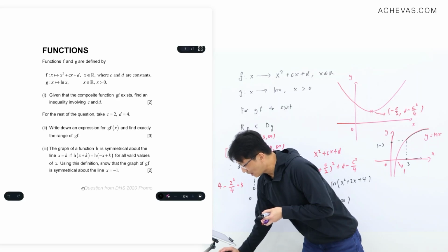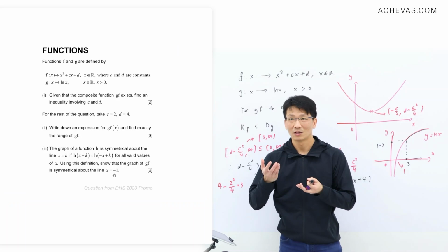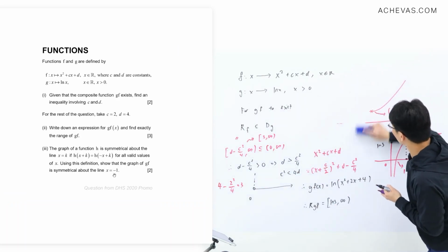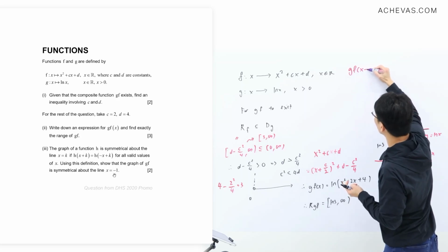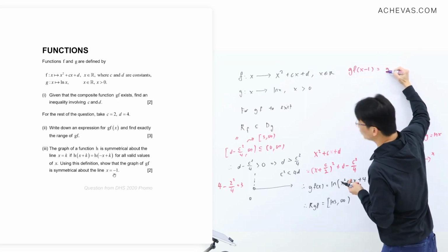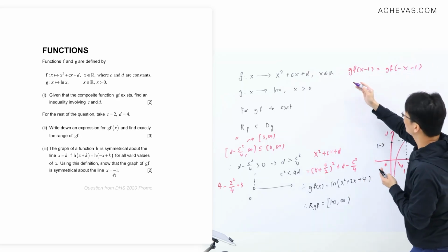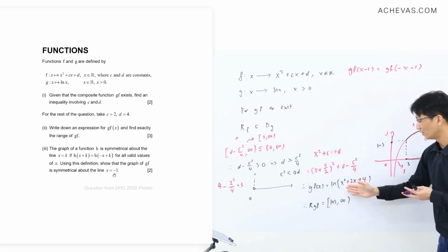For this case, they want us to use this particular definition to show that the graph of gf is symmetrical about the line x equal to minus 1. I will just replace the function of h with gf. It still works. Let me just erase this part first. For the definition, when I replace my h with gf, you will end up with gf(x minus 1) equal to gf(minus x minus 1), replacing the k with minus 1. I just need to prove the left hand side equal to the right hand side. And the function of gf, we already have this already.